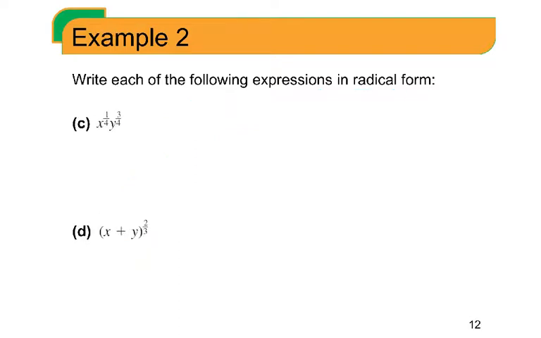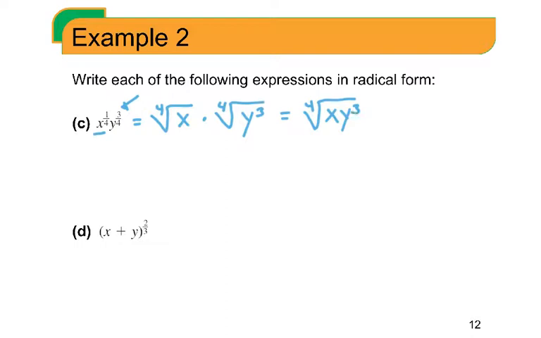Let's try some more. Now, we might start by doing this. This is the fourth root of x times the fourth root of y raised to what power? Cubed. Now, we can do more than that. Because these have the same root, we can combine them. This is the fourth root of xy cubed.